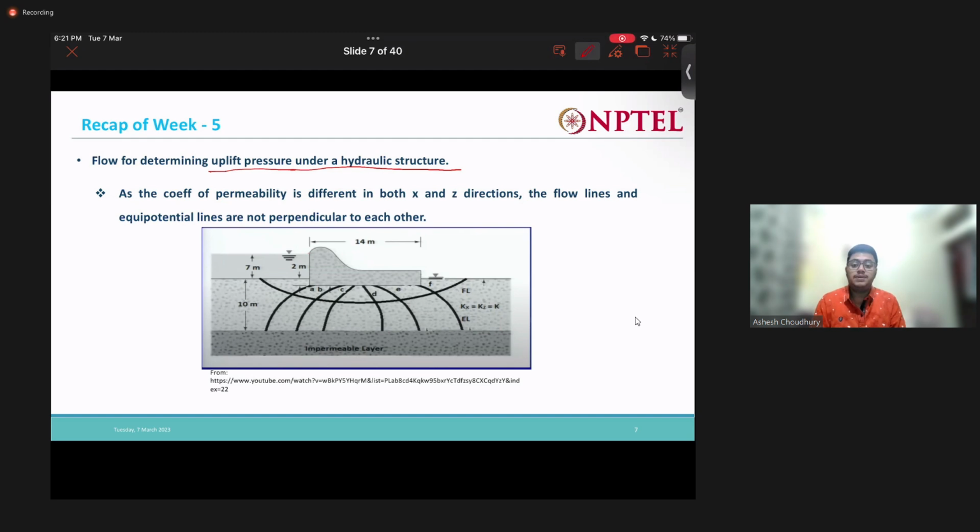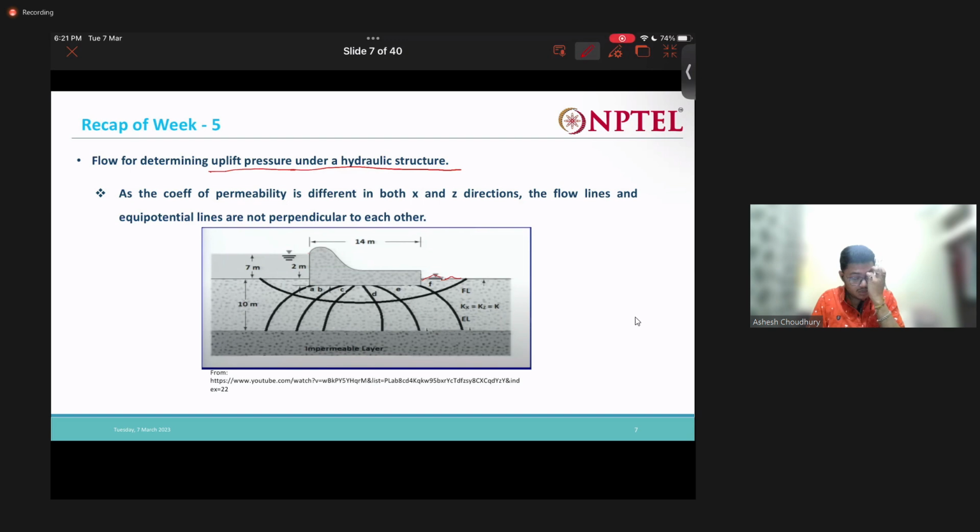If the uplift force is too high, the hydraulic structure may fail. The uplift pressure, if too high, can actually shift the hydraulic structure. Also, there can be excessive heave at the end points here. It means the soil can come out and form a dune-like structure, it can heave. That is also unfavorable.